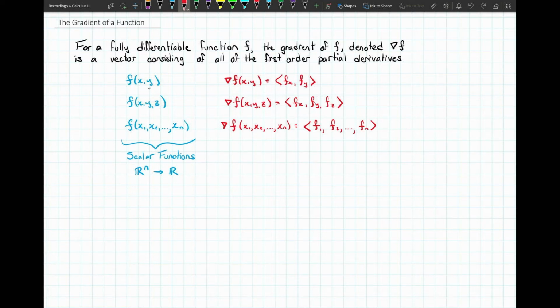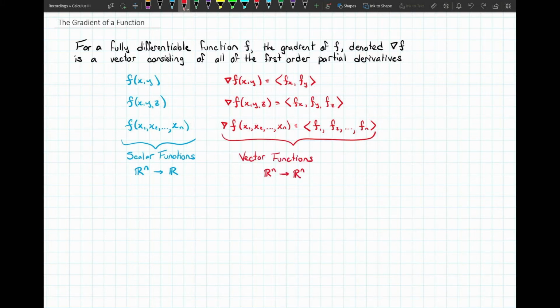So when we have x and y as our input, we typically call that output z, but it's just a real number. However, everything in red here is also a function in the fact that it takes input and it gives us a unique output. The input is still just going to be some point in n-dimensional space. However, the output is actually a vector. So these are going to be called vector functions.